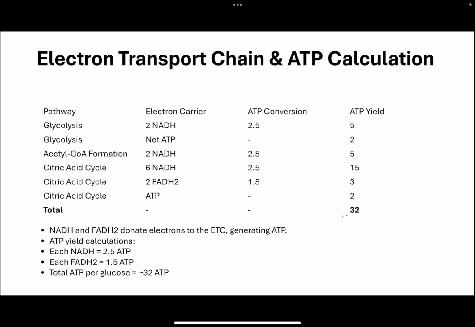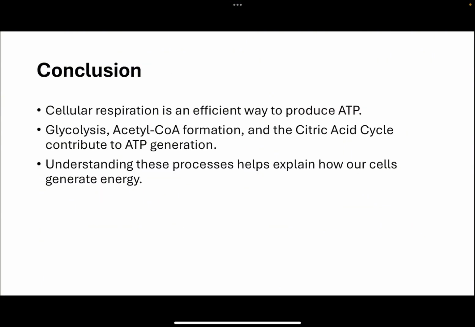As shown in the table, the total yield per glucose molecule is approximately 32 ATP. This process is highly efficient and essential for sustaining life. To conclude, cellular respiration is an efficient way to produce ATP, and it allows cells to extract energy from glucose efficiently. This process highlights how complex and precise biological systems are.